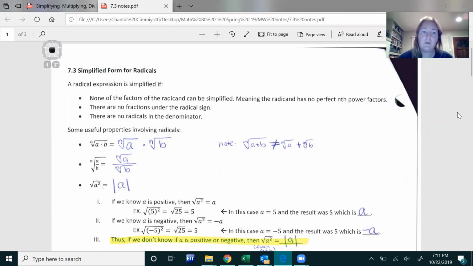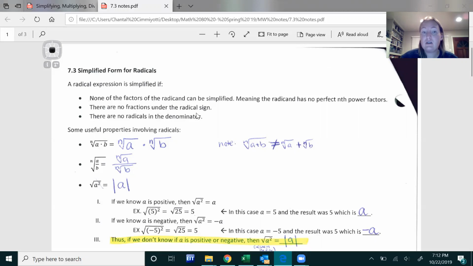All right, so 7.3 is on the simplified form of radicals. A radical is considered simplified if the radicand can't be further simplified, meaning there are no perfect squares or perfect cubes or perfect fifth powers or whatever the index would be. It also means that there are no fractions under a radical sign and that there are no radicals in a denominator. So we do this process called rationalizing the denominator in order to meet this last criterion.